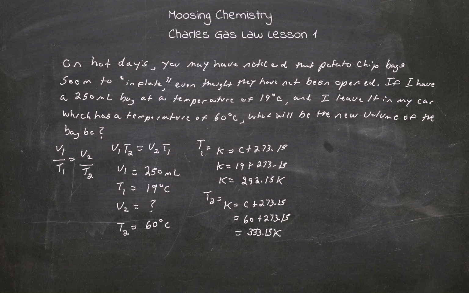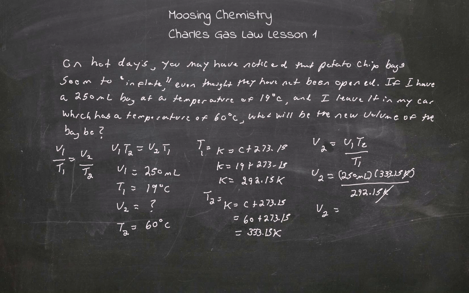Now what we're going to do is set up the problem. So we want to isolate for V2. So V2 equals V1 times T2 over T1. So we put our values in. Our V1 value now is 250 milliliters. It's okay to leave it in milliliters. Our T2 temperature is going to be 333.15 K divided by our T1 temperature, which is 292.15 K. Our K's will cancel out.